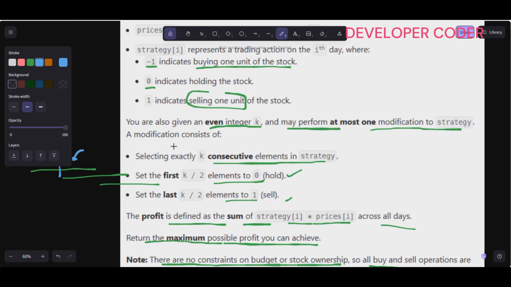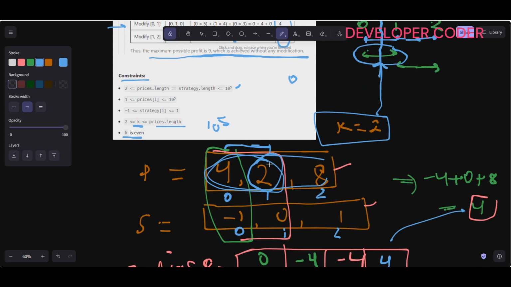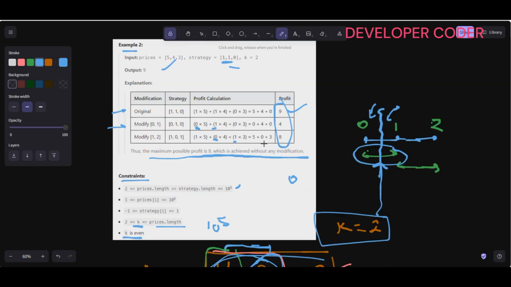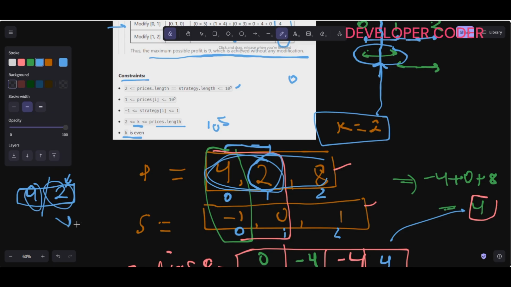Here if you see, set the first k/2 elements to 0, hold, and set the last k/2 elements to 1, sell. So ignore this strategy right now. If you just see this 4 and 2 here, prices, right? We have to keep it, right? We have to sell this, so profit is 2, and we have to keep it on hold, okay? I keep it with ourselves only, right? On hold, right? So 0. So total profit in this window is nothing but 2, right? 2 is the total profit in this window, right? In this window 2 is the profit if I'm not considering this strategy.